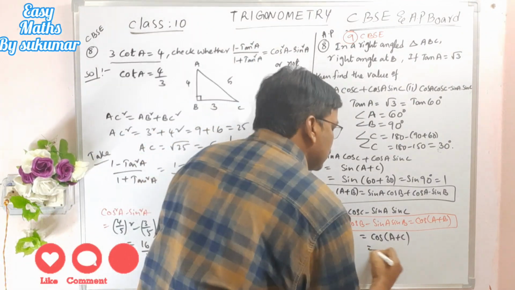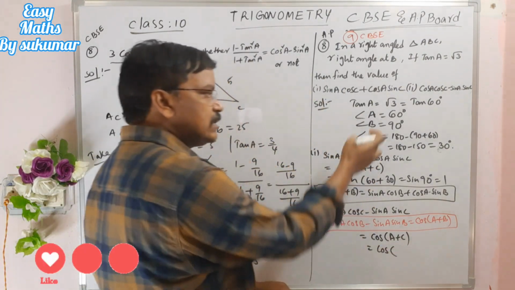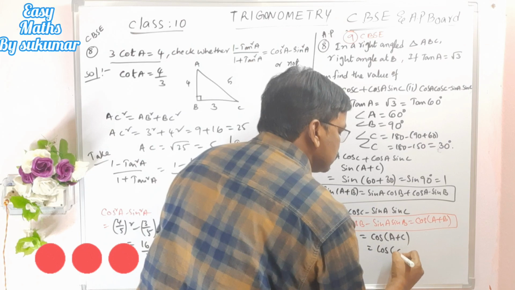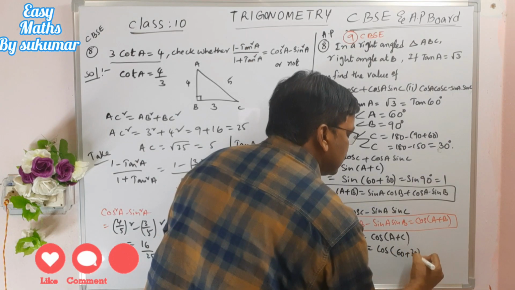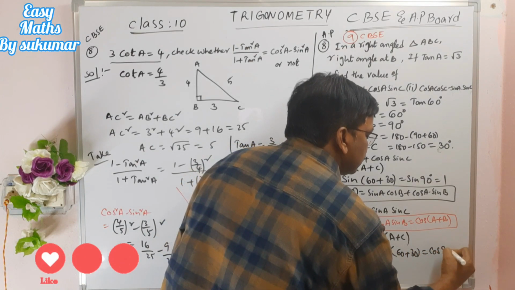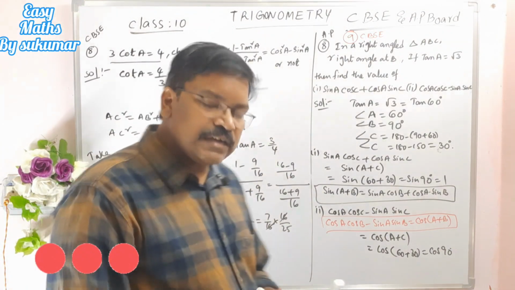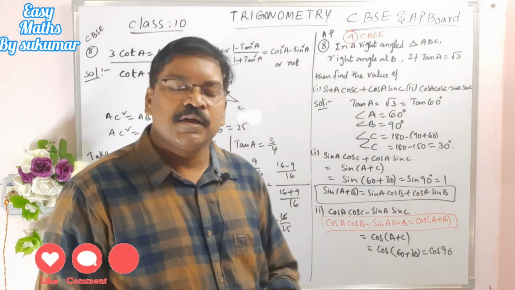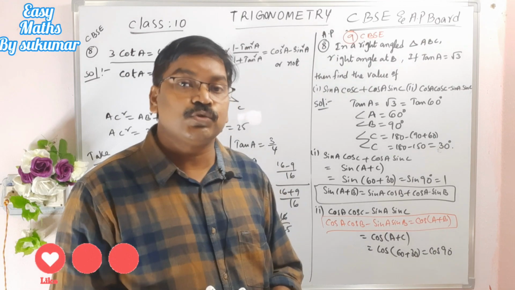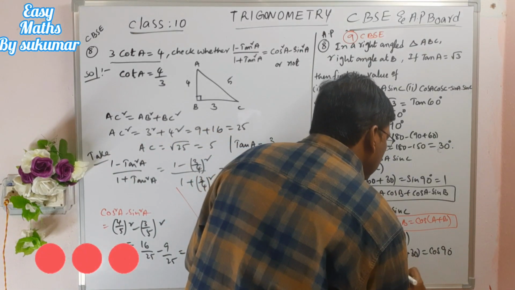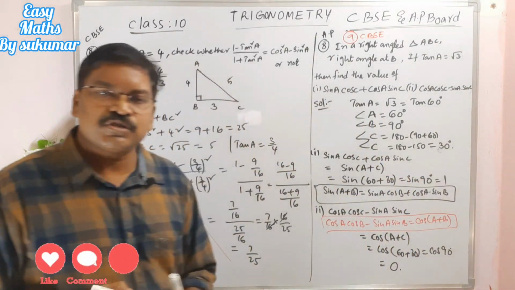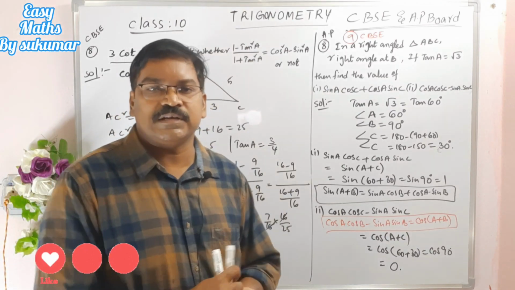That means cos of what is A and what is C? A is 60 and C is 30. So that is 60 plus 30. So that is cos 90. So sin 90, as I told you, is 1, but cos 90 is 0. So this value is equal to 0. Cos 90 degrees is 0 from the table, right?